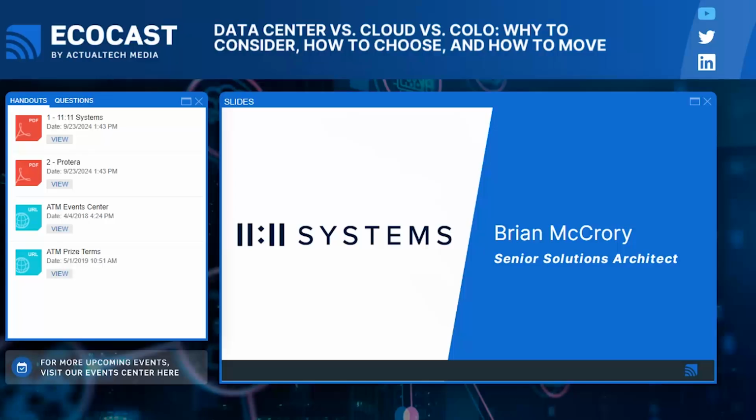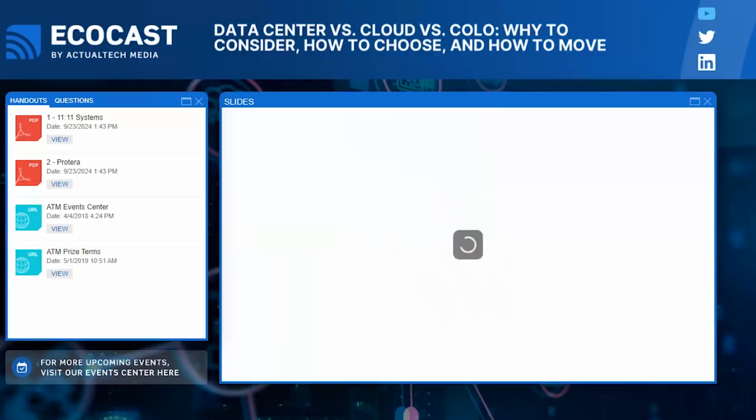So listen, let's jump right into this: data center versus cloud versus colo. Why do we consider this? How do we consider it? How to choose and when to choose? Let's see what we can talk about today. So let's jump right in. And I'm looking forward to your questions.